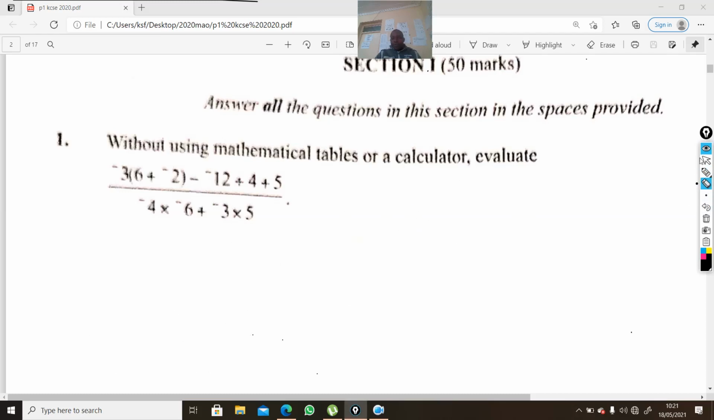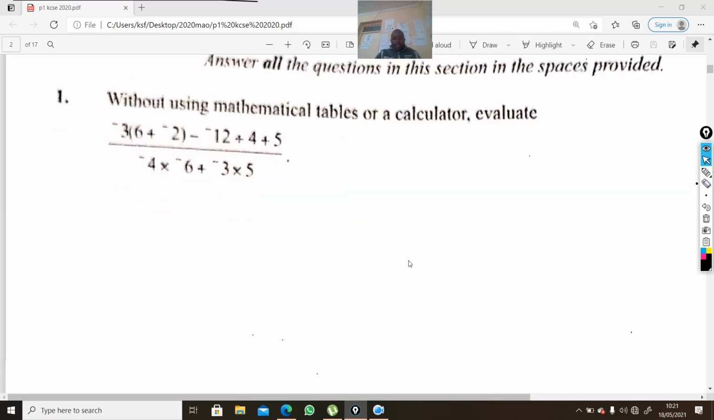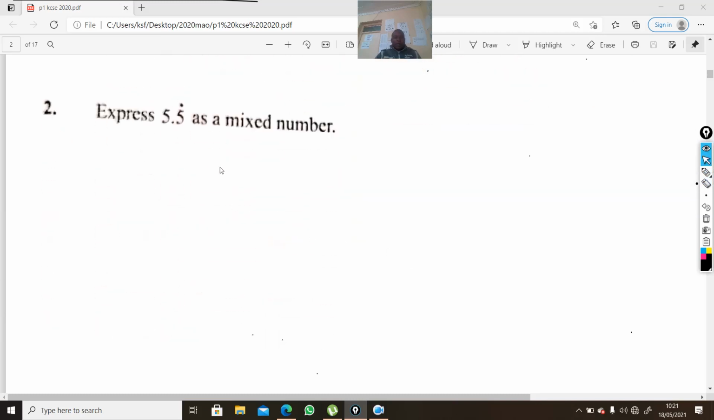Question number 2 is asking that we express as a mixed fraction the number 5.5 recurring. So what we do, we let x be equal to this, where 5 is recurring, so it is 5.55 and 5 is recurring as many times as you can write.